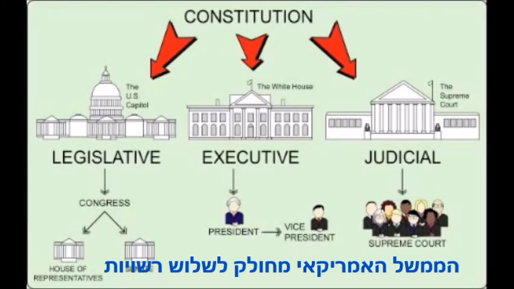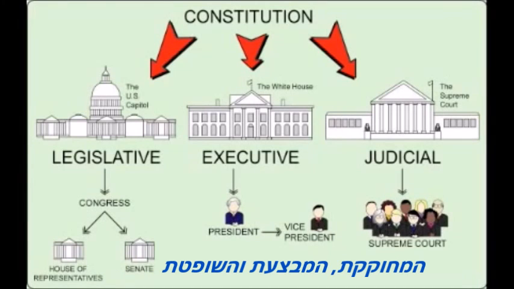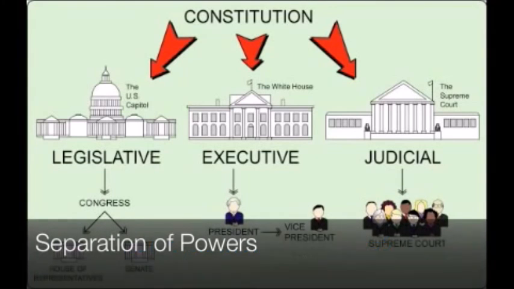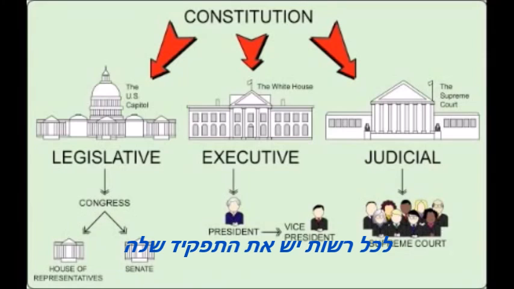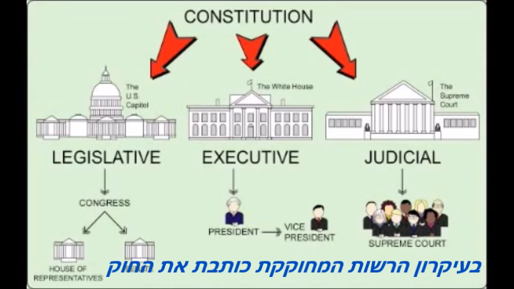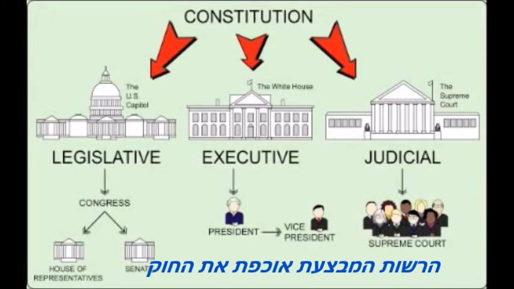The U.S. government is divided into 3 branches: the legislative, executive, and judicial. This is the principle of separation of powers. Each branch has its own functions, and those functions are reserved for that branch alone. In essence, the legislative branch writes the law, the executive branch enforces the law, and the judicial branch interprets the law.